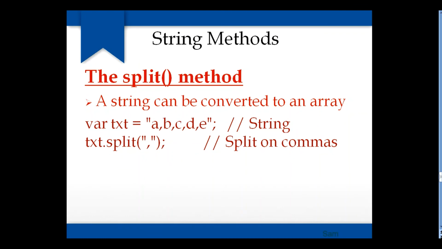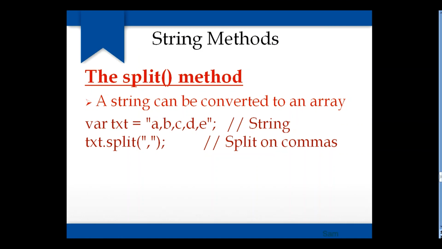Next method is the split method. This method splits a given string into a number of strings, or an array of strings, based on a delimiter, called comma. Here in the example I took a comma b comma c comma d comma e, then txt dot split based on this comma. Now this single string is split into 5 different strings: a, b, c, d, e.